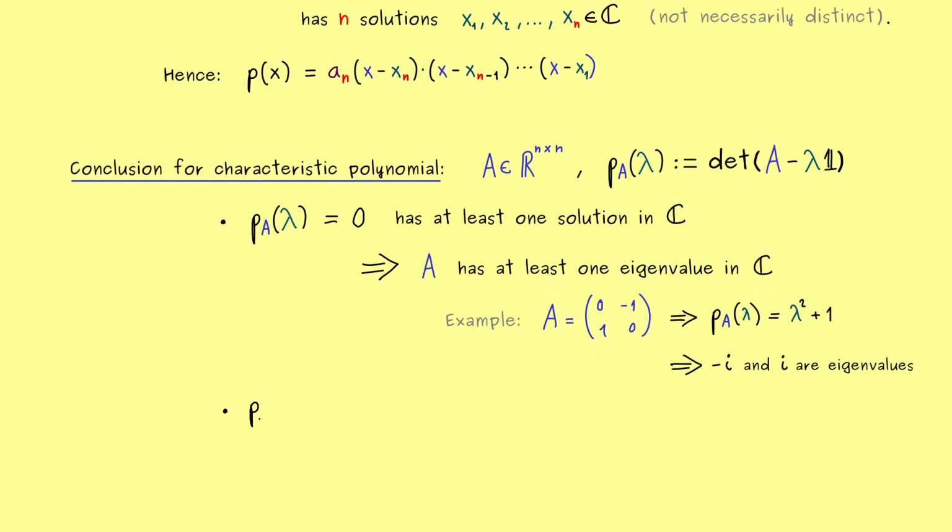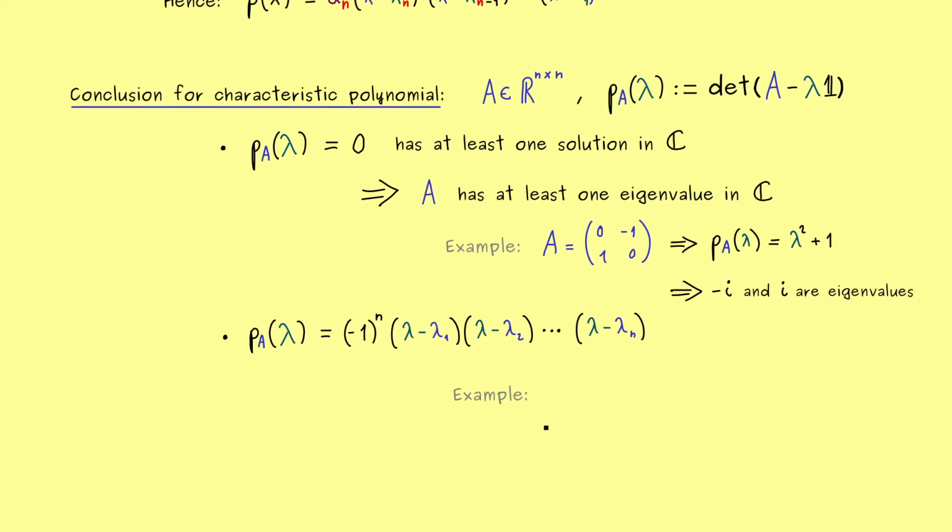First, let's also factorize our characteristic polynomial as the general polynomial from before. This means first we have the leading coefficient, which is always minus 1 to the power n. And then we have the linear factors with all the solutions involved, and now we call them lambda 1, lambda 2, and so on. In particular, now we know that we could simplify the whole thing if some linear factors would coincide. And of course, we know this can definitely happen, so let's look at an example again.